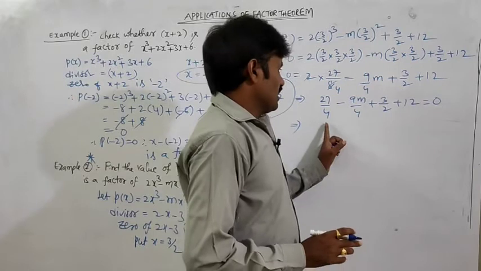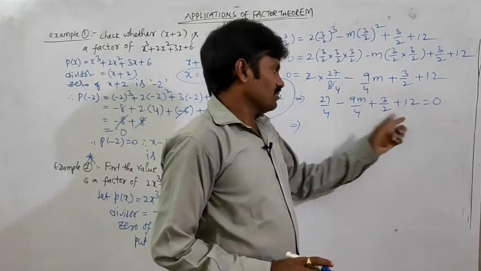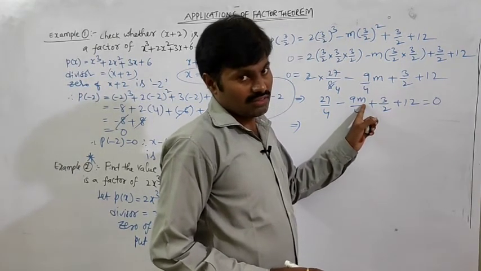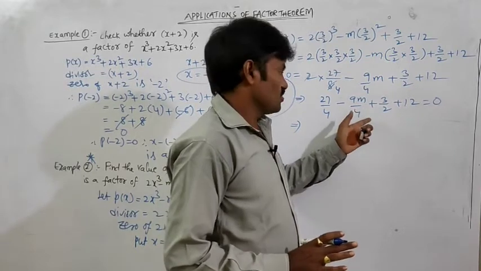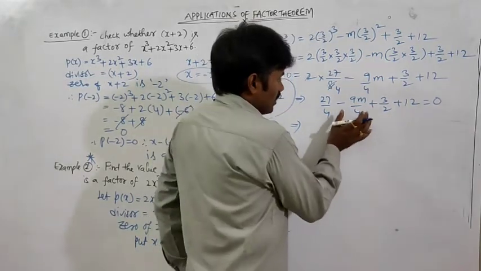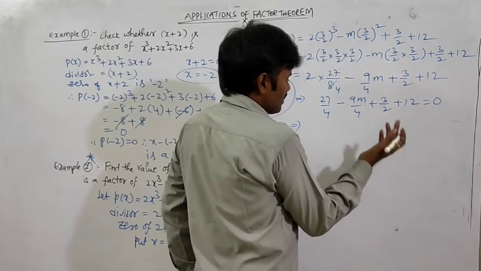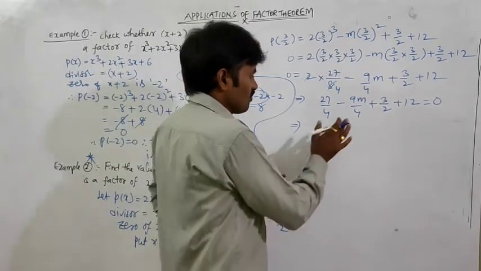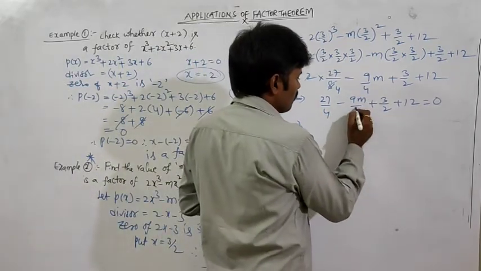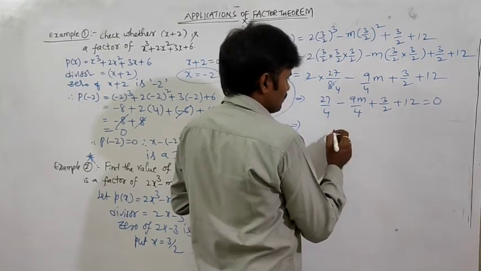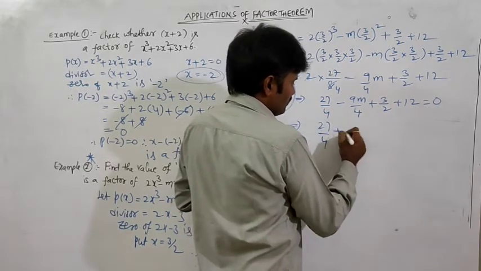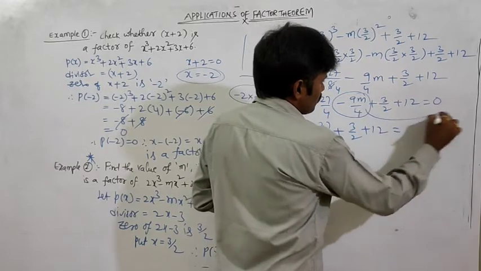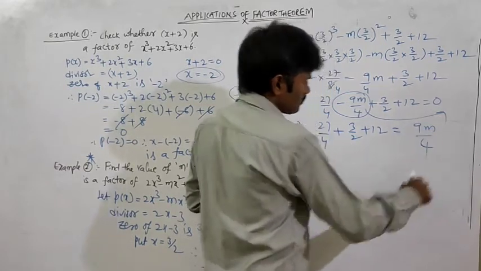Now it is an equation, a linear equation in one variable. See, only one variable m is present here. So it is a simple equation. Now keep the m term here and bring the remaining terms to the other side. Unknown value on one side, known values on the other side. The unknown term here is minus 9m by 4, so shift it to the other side. So 27 by 8, 3 by 2 plus 12 keep aside, and shift this minus 9m by 4 term to the other side, that is plus 9m by 4. Okay.